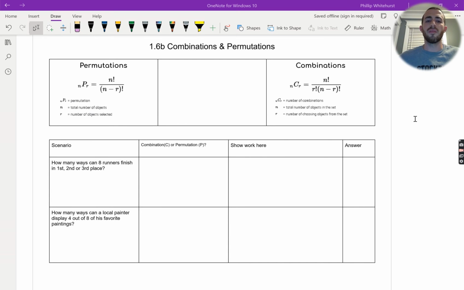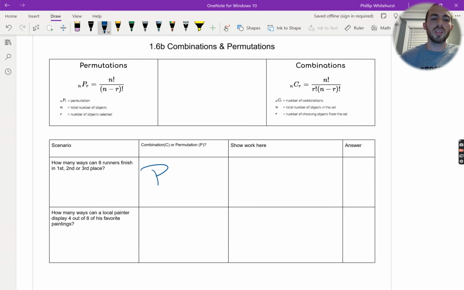So just to help identify if it's combination or permutation, right? Let's say that's first, second, third. If we have runner A, B, and C finish that way, but then we change up the order and do C, A, B, those are different. So that means they're different situations. So it's going to be a permutation.